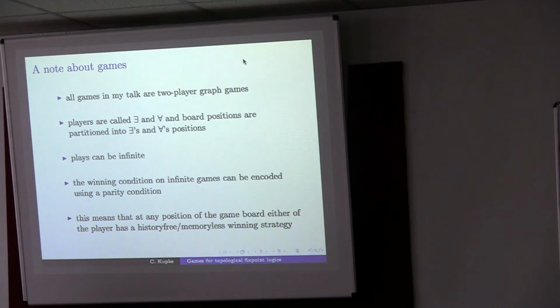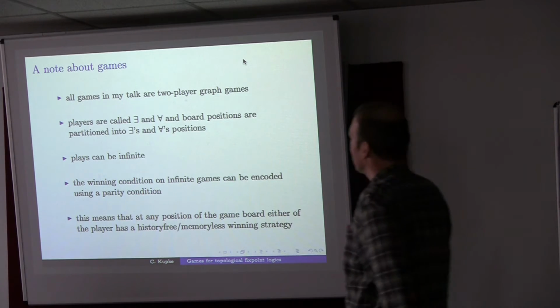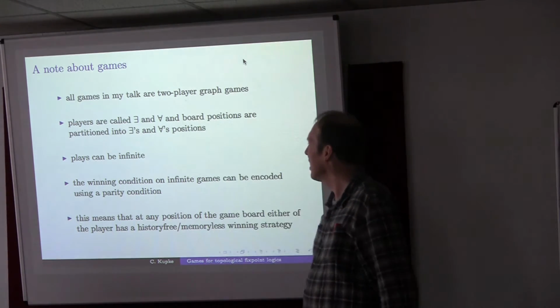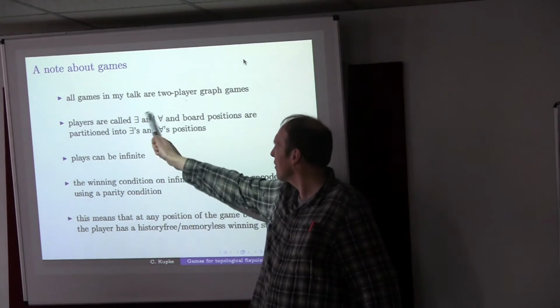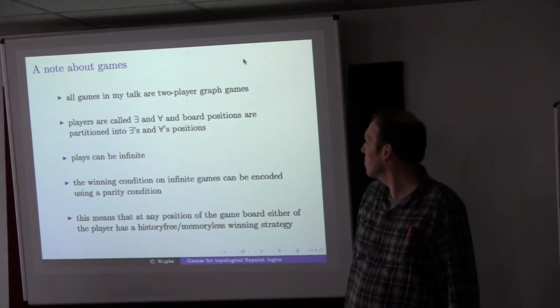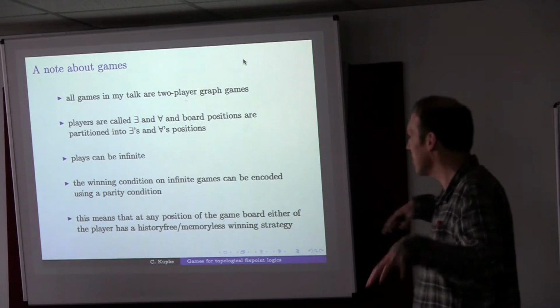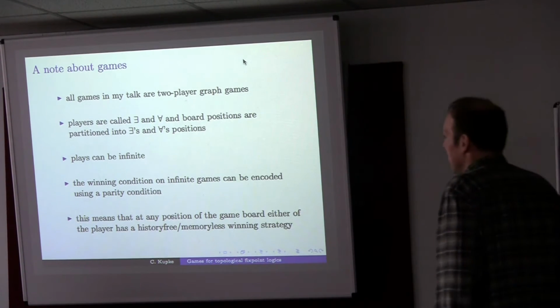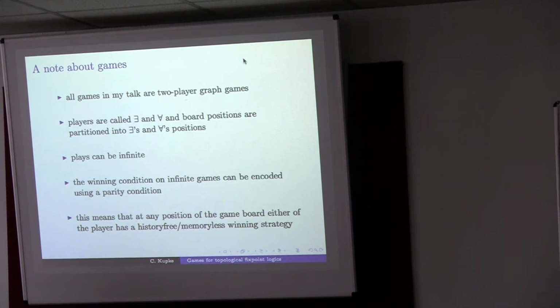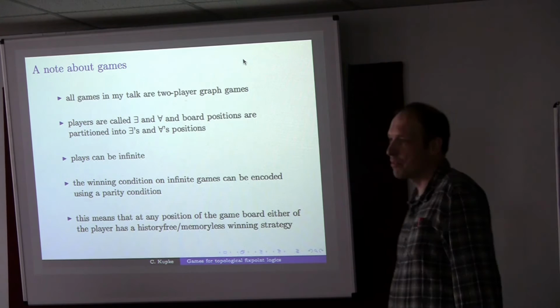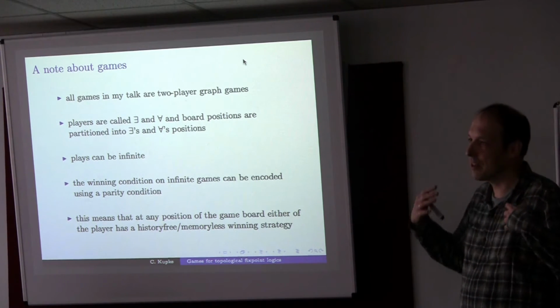So all talks here are indeed two-player games played on a graph. And the players are called Eloise and Abelard. You can think of them as the verifier and the falsifier. The board positions are just partitioned into positions for either Eloise or Abelard, and plays can be infinite. The winning condition on infinite games can be encoded using a parity condition, although I don't really care about it, so I will just tell you now what the winner will be.